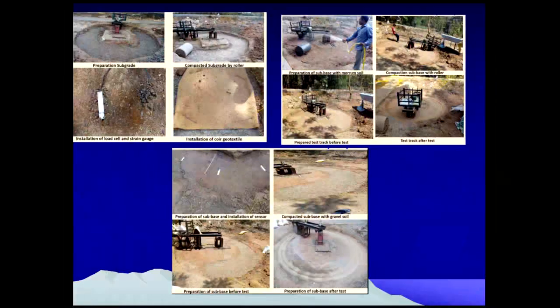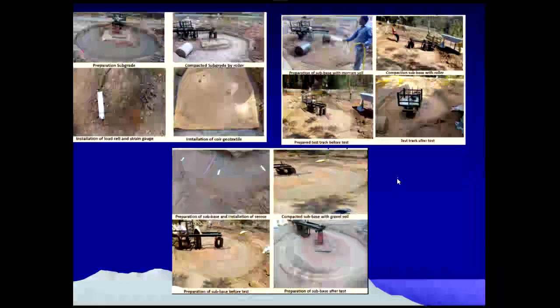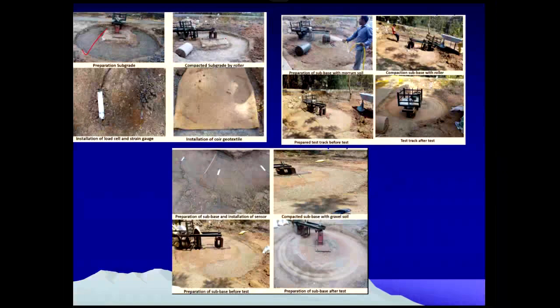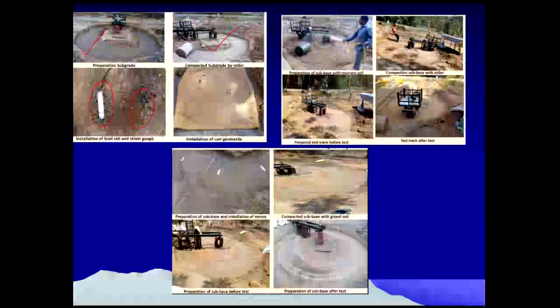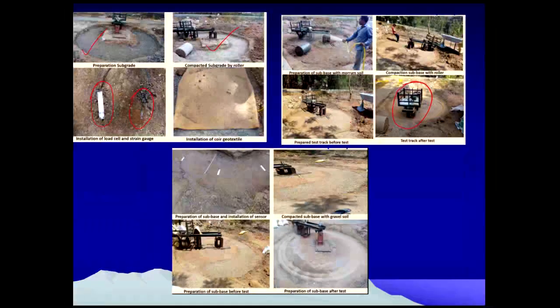These are the different operations and processes in the preparation of the subgrade, and compaction of the subgrade. These are the strain gauges or LVDTs that we embedded into the ground, and this is the system designed by us. You can see the different load gauge sensors that have been given. And at the end of the day, you can see the test track on the prepared subbase, and the rutting that we could observe.